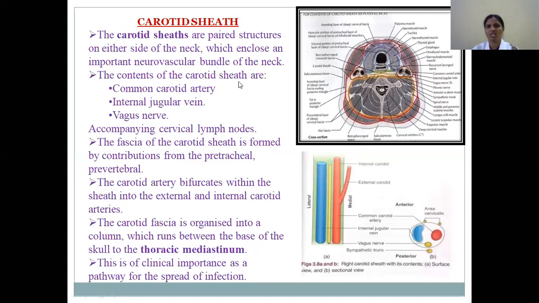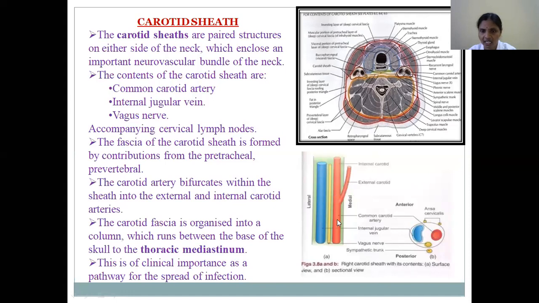See the carotid sheath. What is the carotid sheath? As I told, the investing layer has two fascial processes under the sternocleidomastoid. Here it encloses a neurovascular bundle. It is a very important neurovascular bundle in the neck. What is that? The internal jugular vein, internal carotid artery, and the vagus nerve. These three structures are collectively enclosed by a tubular sheath which extends from the base of the skull down to the thorax.